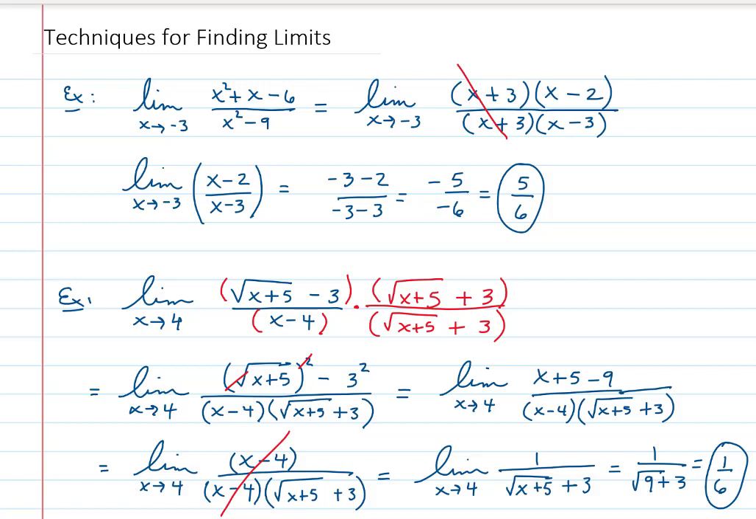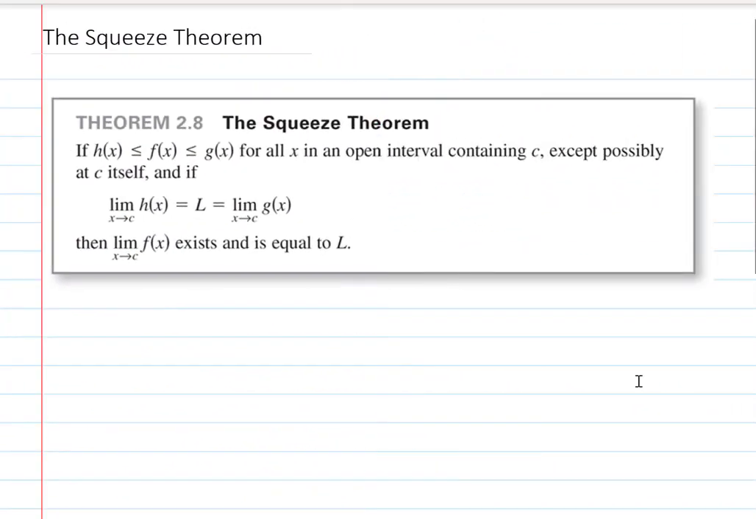This rationalizing technique is a very typical, common technique, used especially when you have radicals. These two techniques, dividing out and rationalizing, are the most common ones for finding limits analytically. We're going to be practicing more problems with these two techniques. One last main theorem I want to mention in this section is the squeeze theorem.